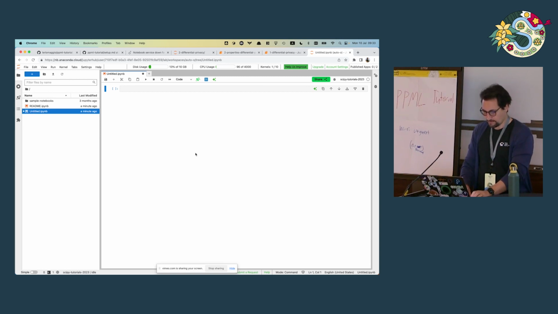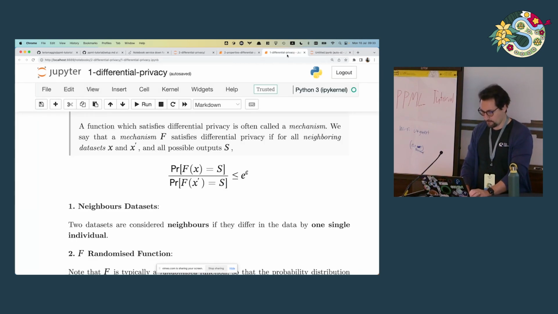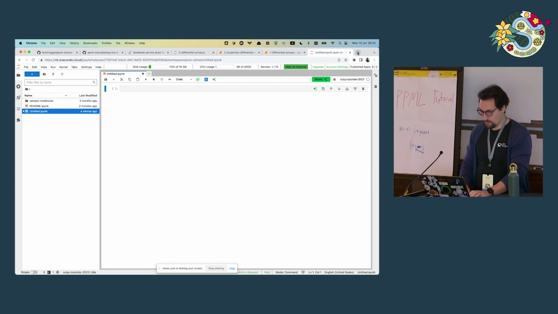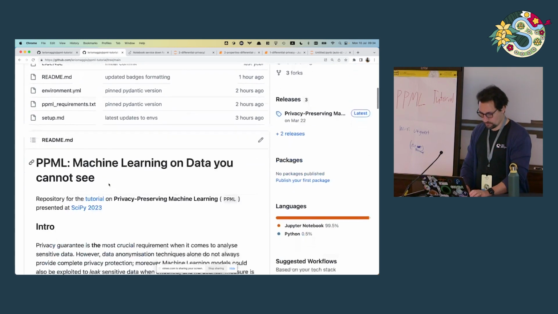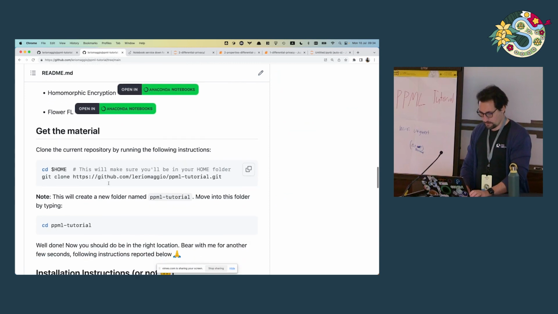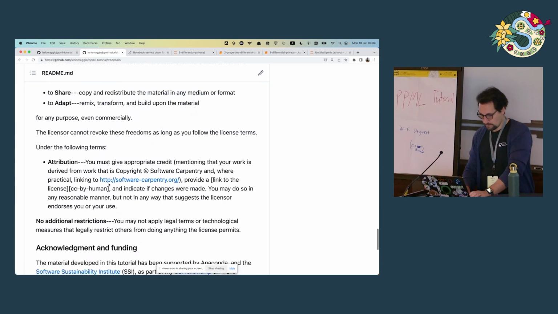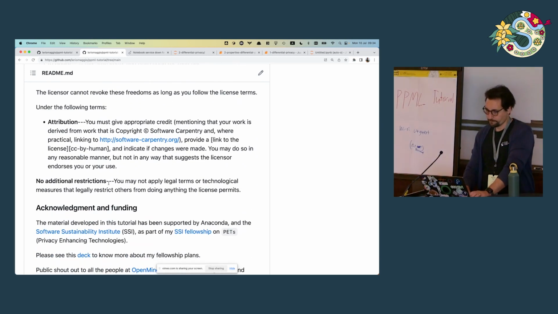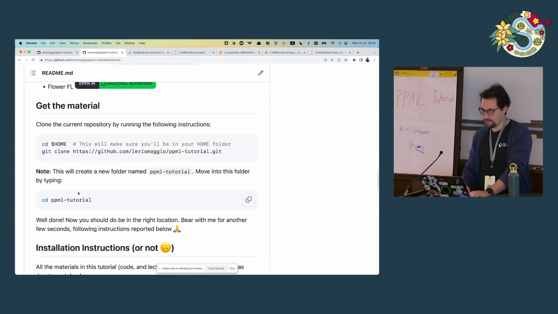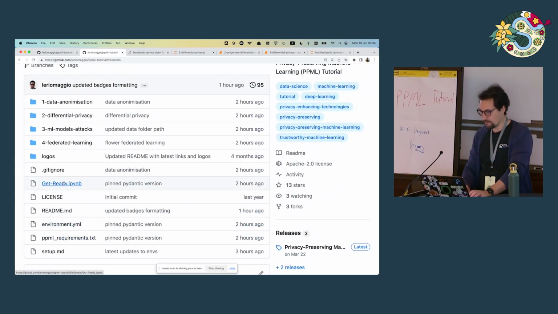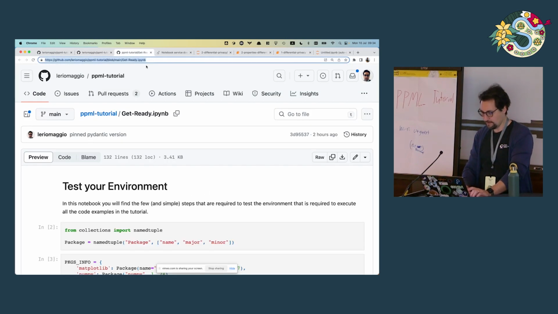Sorry, I'm looking for the get ready notebook here. So if we get this URL and we use an application I developed on myscript.com, it's in the setup, linked to the badge generator. It's a stupid application I developed that gives you whatever URL you want in GitHub, and it generates you the opening notebook Anaconda badge.